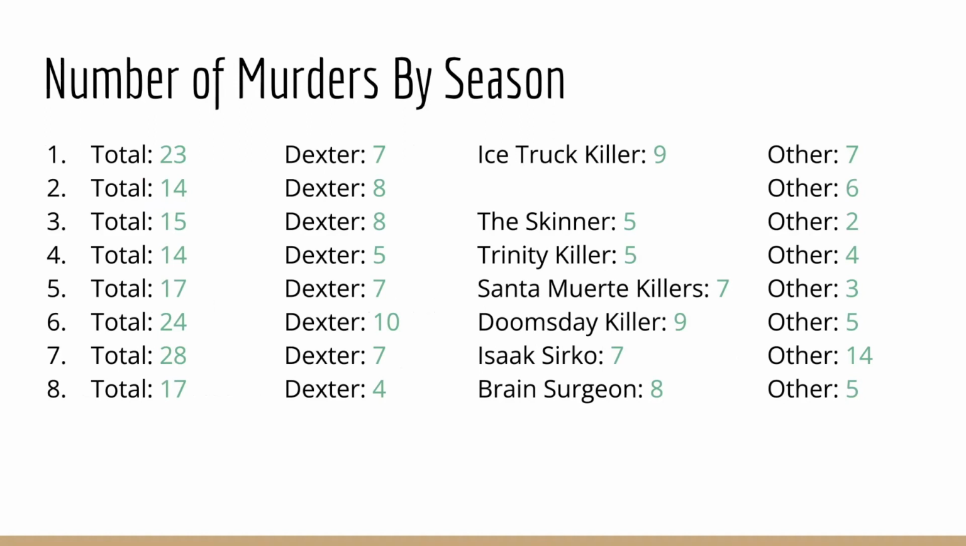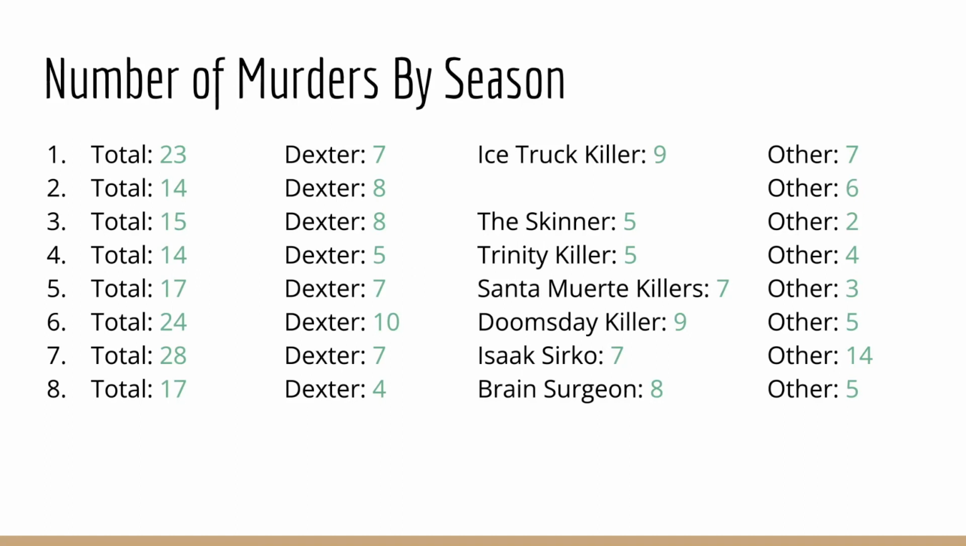Season 3 had 15, 8 by Dexter, 5 by the Skinner, and 2 by other. Season 4 had 14 deaths, 5 by Dexter, 5 by Trinity, and 4 by other. Season 5 had 17, 7 by Dexter, 7 by the Santa Muerte killers, and 3 by other. Season 6 had 24, 10 by Dexter, 9 by the Doomsday Killer, and 5 by other.